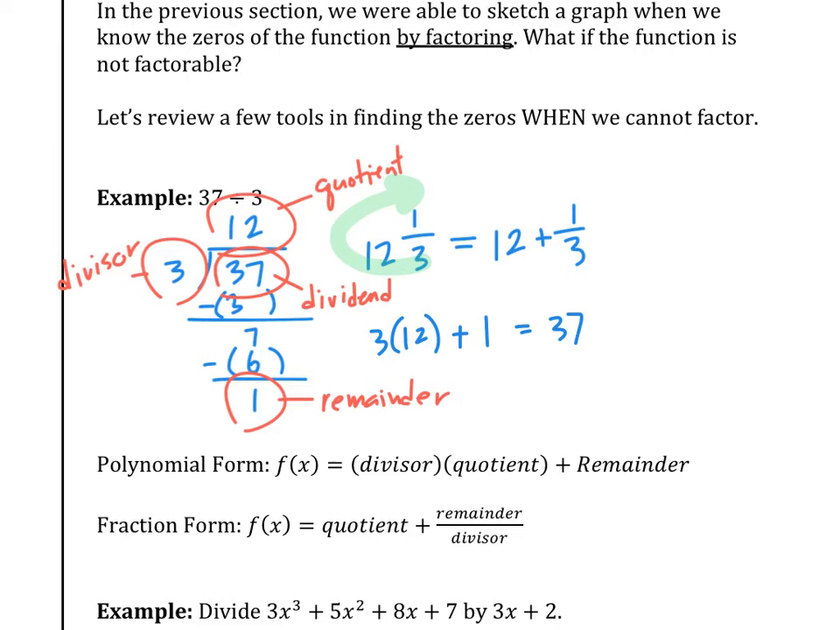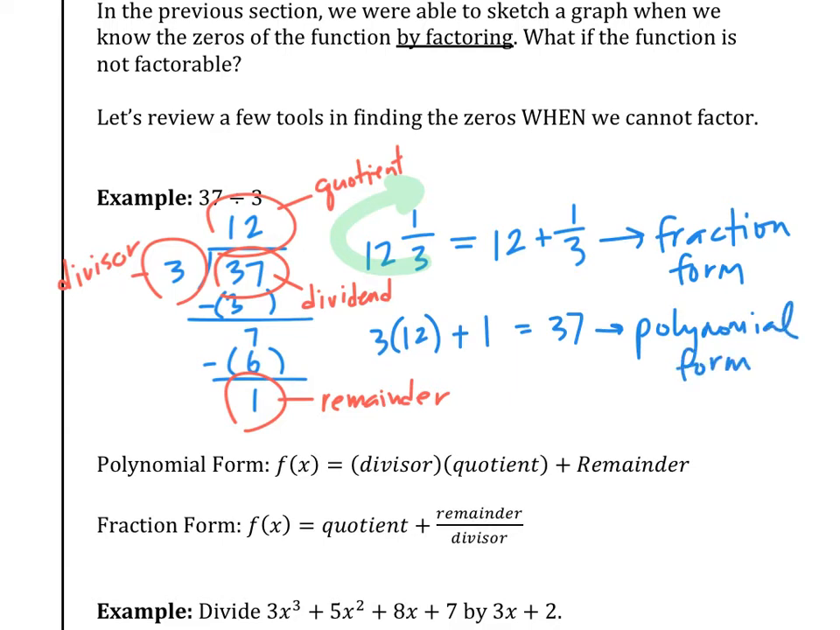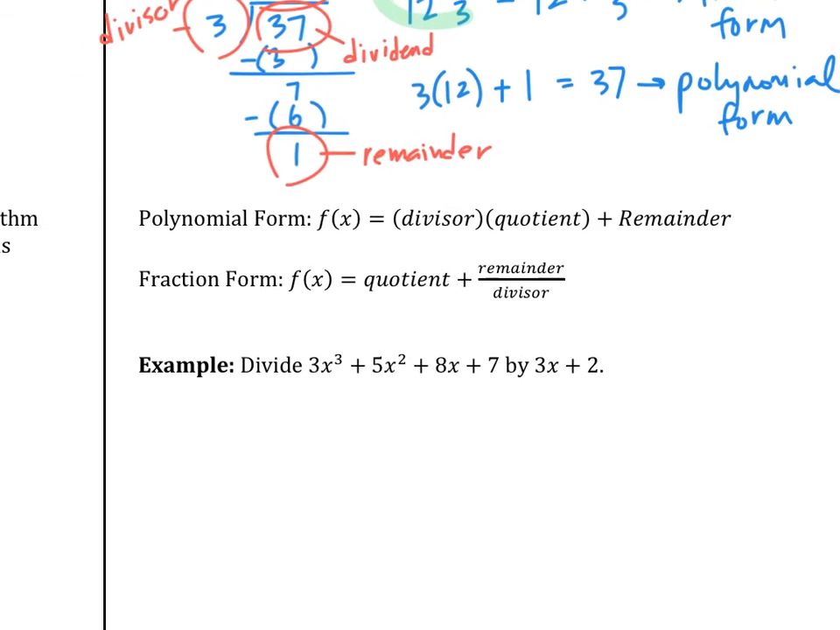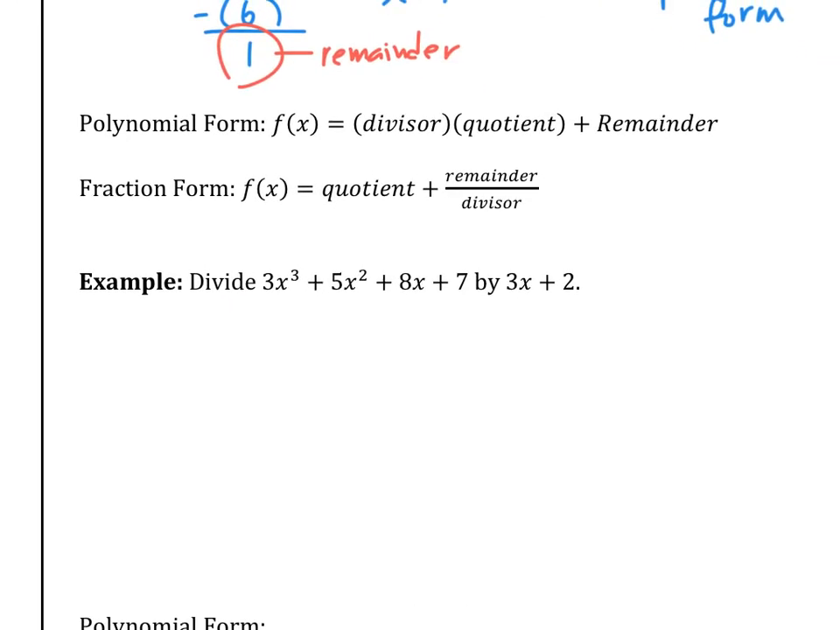So these are the 2 ways to write your answer. One is called the fraction form, and the other way is the polynomial form, like if you were to reconstruct a polynomial from this. This is what you would do. All right, so let's review long division.